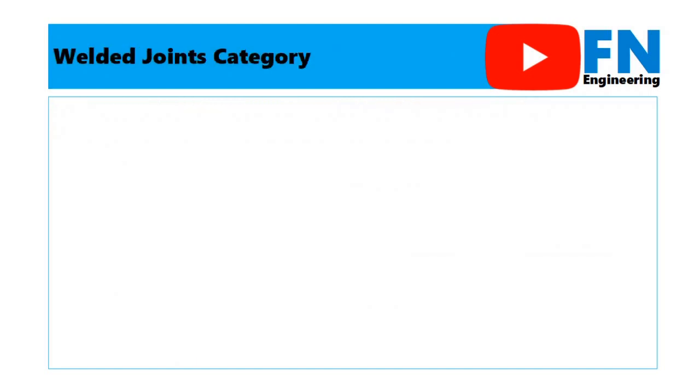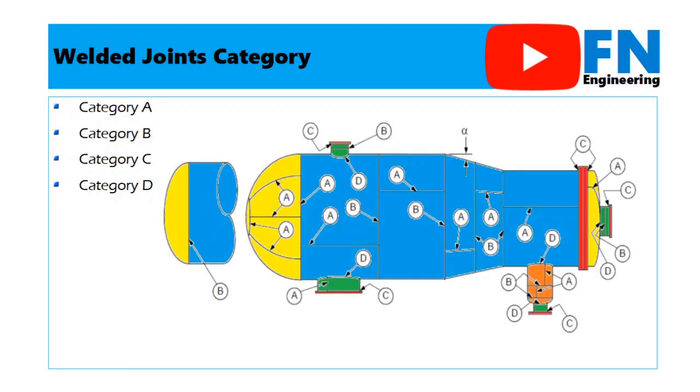Next, we will describe welded joint categories. There are four common welded joint categories, that are category A, category B, category C, and category D. We will explain these categories in more detail in the next slides.